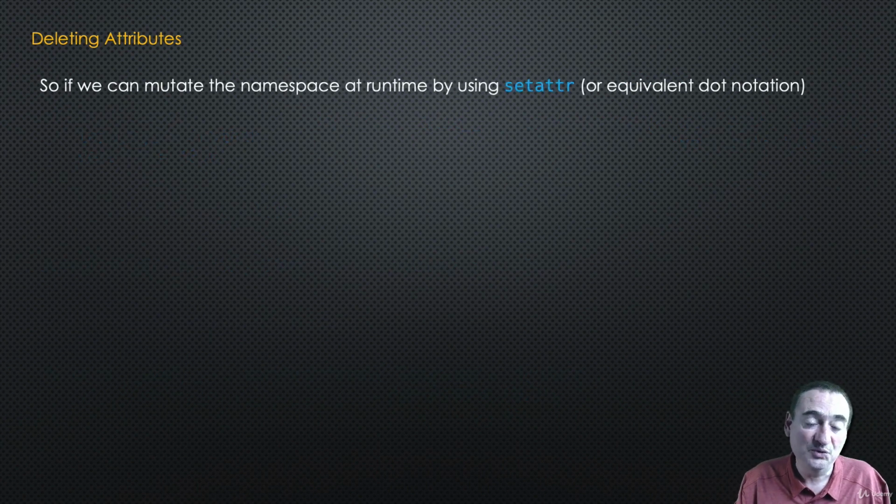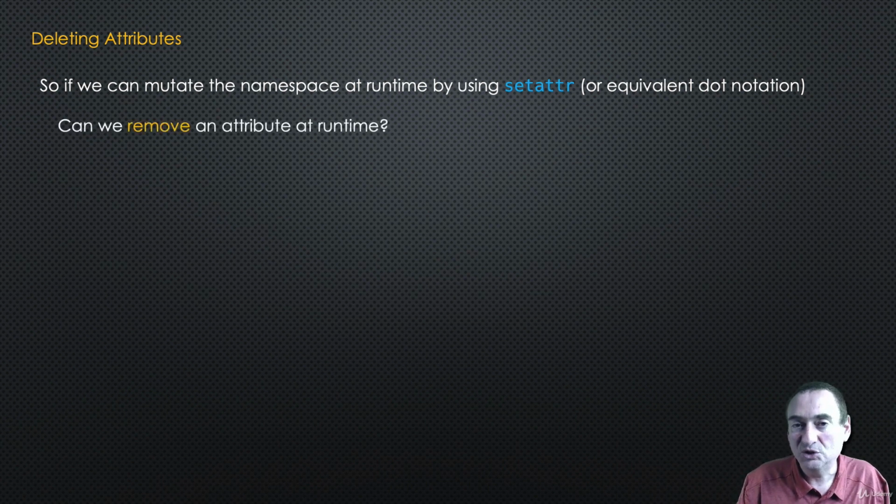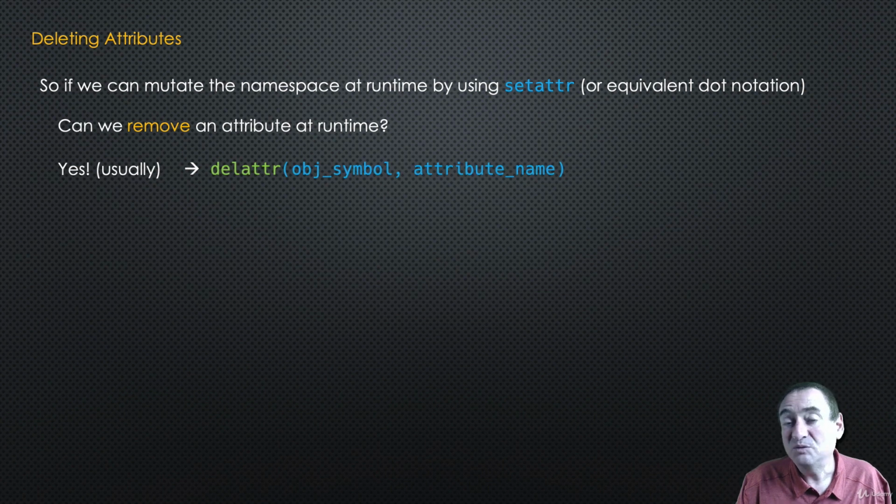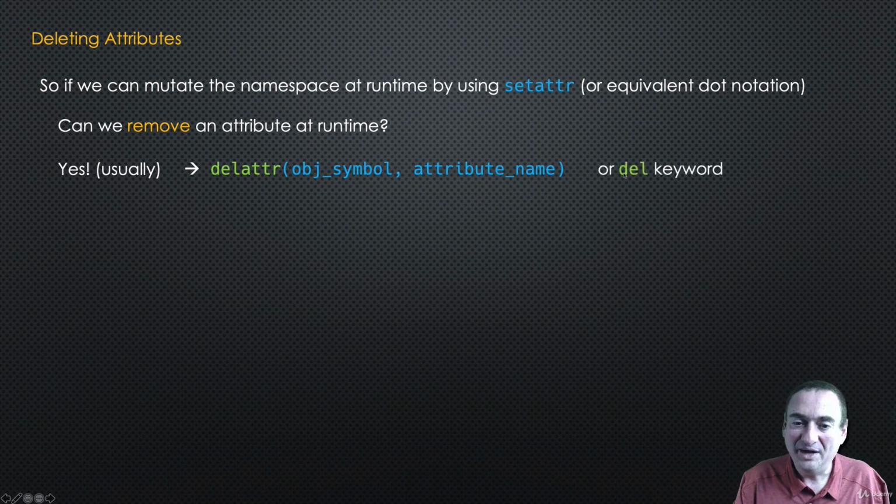Now, can we delete attributes at runtime? And the answer is yes, right? So we can mutate, we can also remove. Usually we can; we'll see examples where we can't. We can use the delattr function, and we just pass in the symbol and the string containing the attribute name. We can also use the del keyword. If you think about it, we use the del keyword often when we were deleting entries from a dictionary, for example. We'd say del and then the key that we want to delete, right? So this is no different really here. Everything's stored in a dictionary. We can remove things from the dictionary. So we can either use this function or we can use the del keyword.